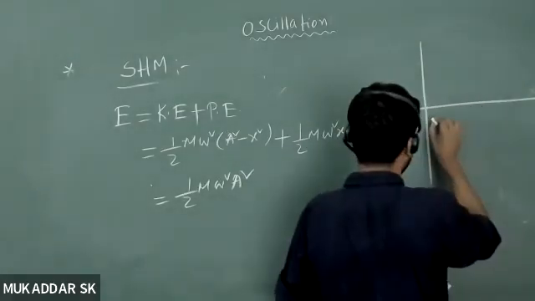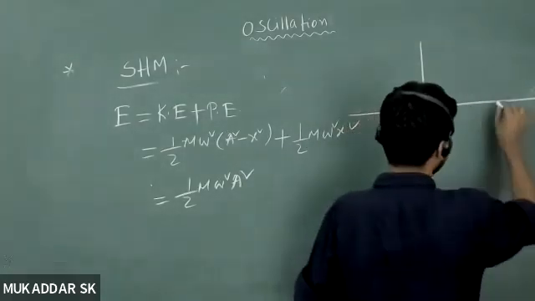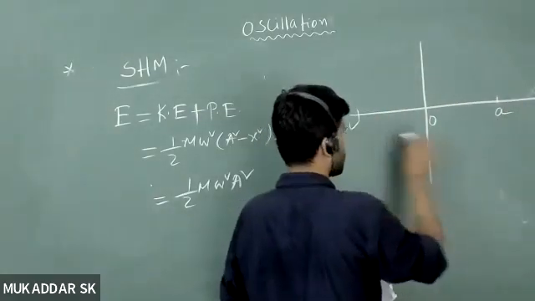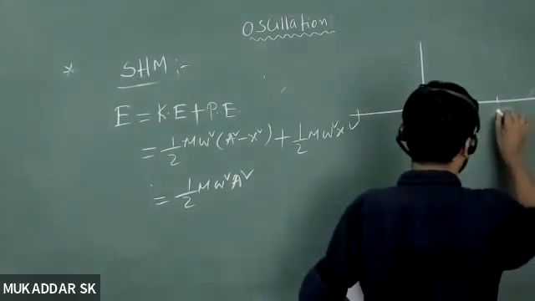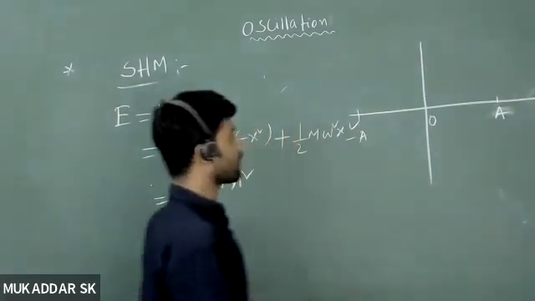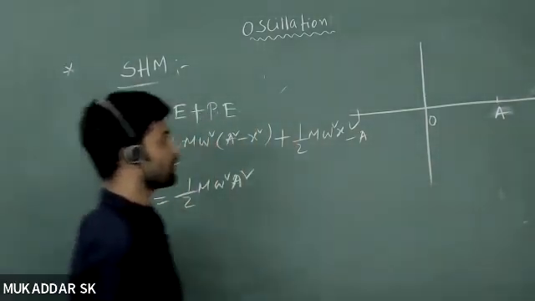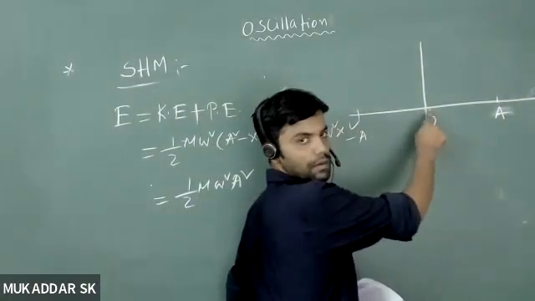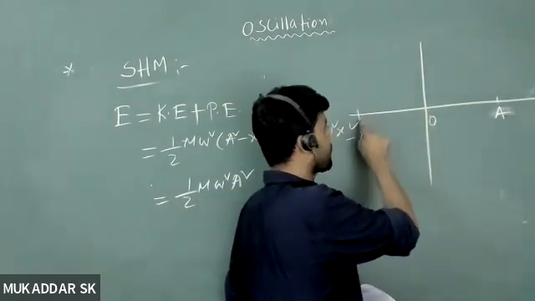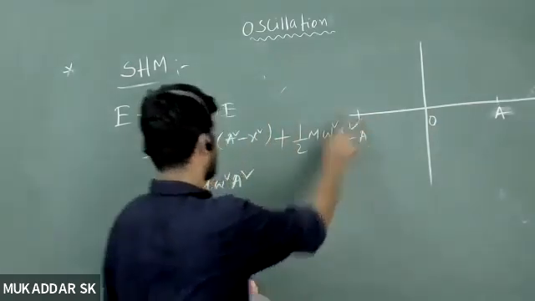Let us take this is the equilibrium position, and this is the extreme position, A and minus A. Or let us take capital A. So if you draw that kinetic energy, you know that kinetic energy at the equilibrium position will be the maximum. And at extreme position it will be minimum. You can check from here.